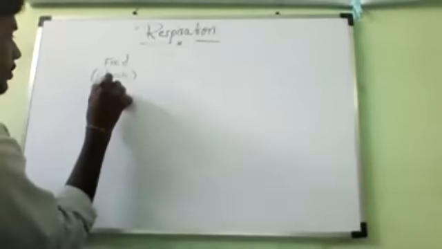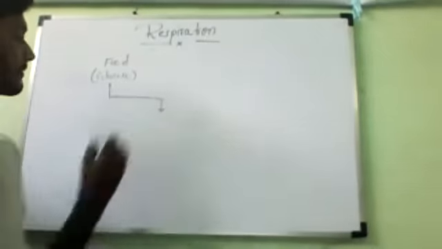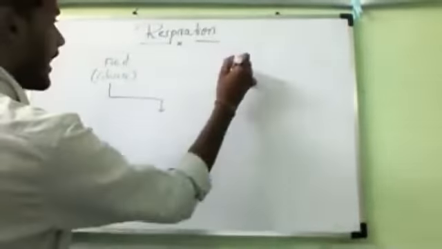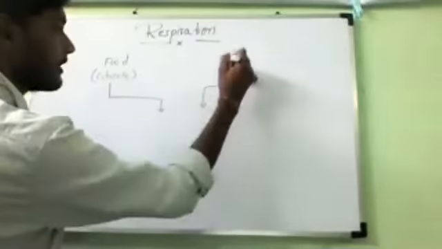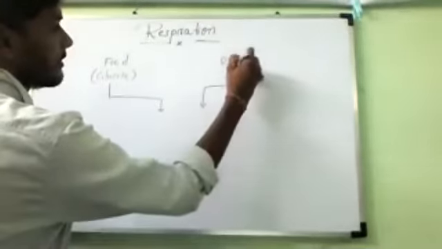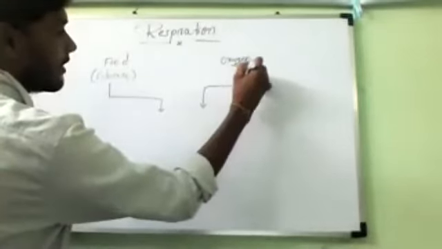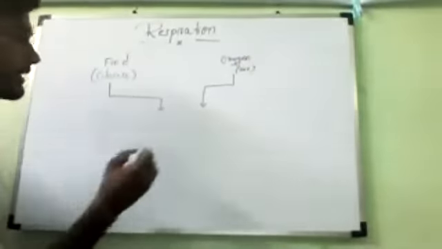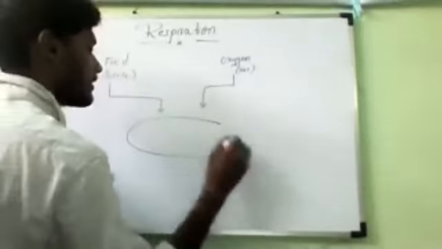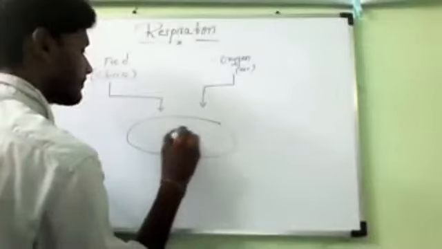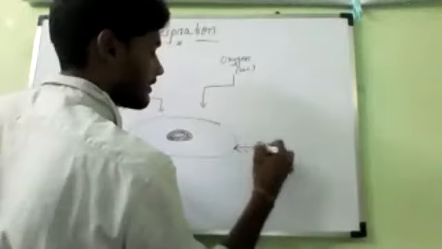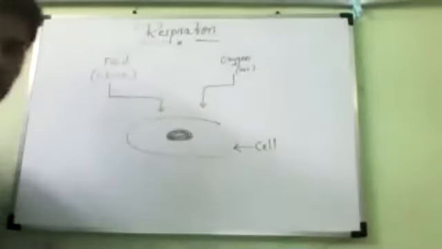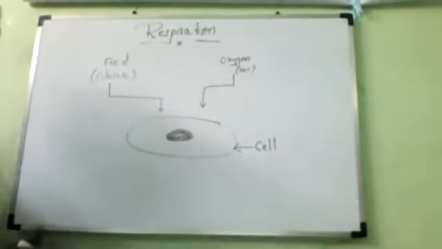Let me take the glucose, which enters. Next, from the air, something comes. What is that? Oxygen. From air, oxygen comes. Now both will enter into a cell. What is this called? Forget about the nucleus. This is called the cell.